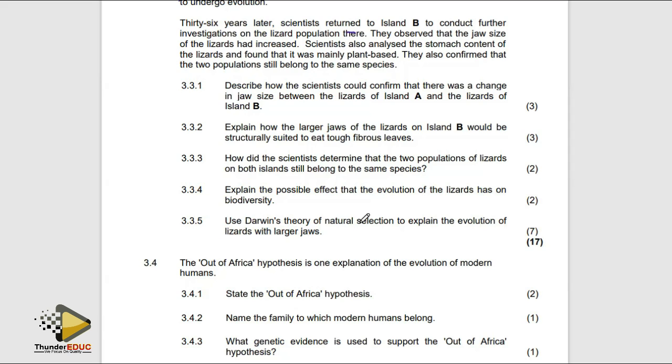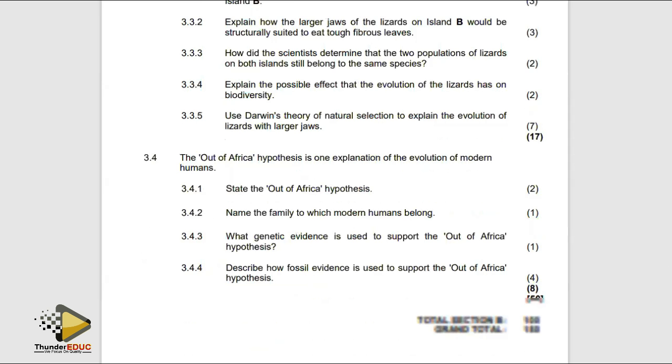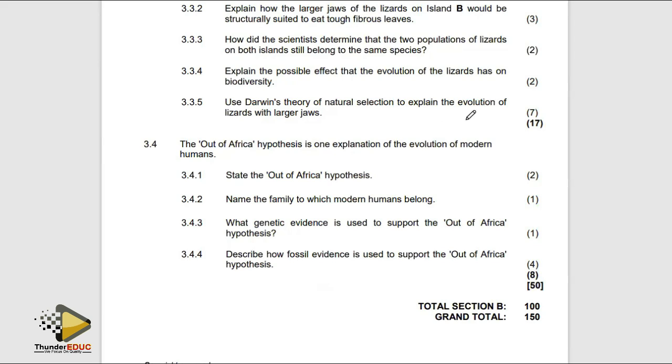Use the Darwin theory of natural selection to explain the evolution of lizards with large jaws. Here, the principle is the same. The principle of natural selection, whatever you explain, use the same principle. The first point you have to talk about is variation. There was variation among, now you have to tell us what they gave you, among the lizards, those with large jaws and those with smaller jaws.